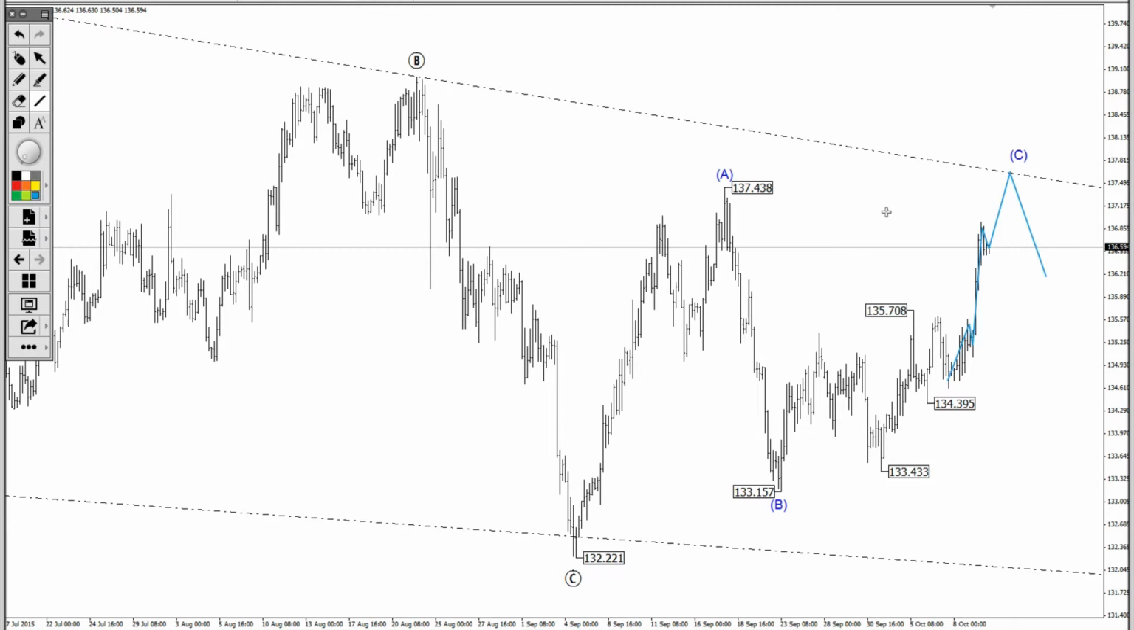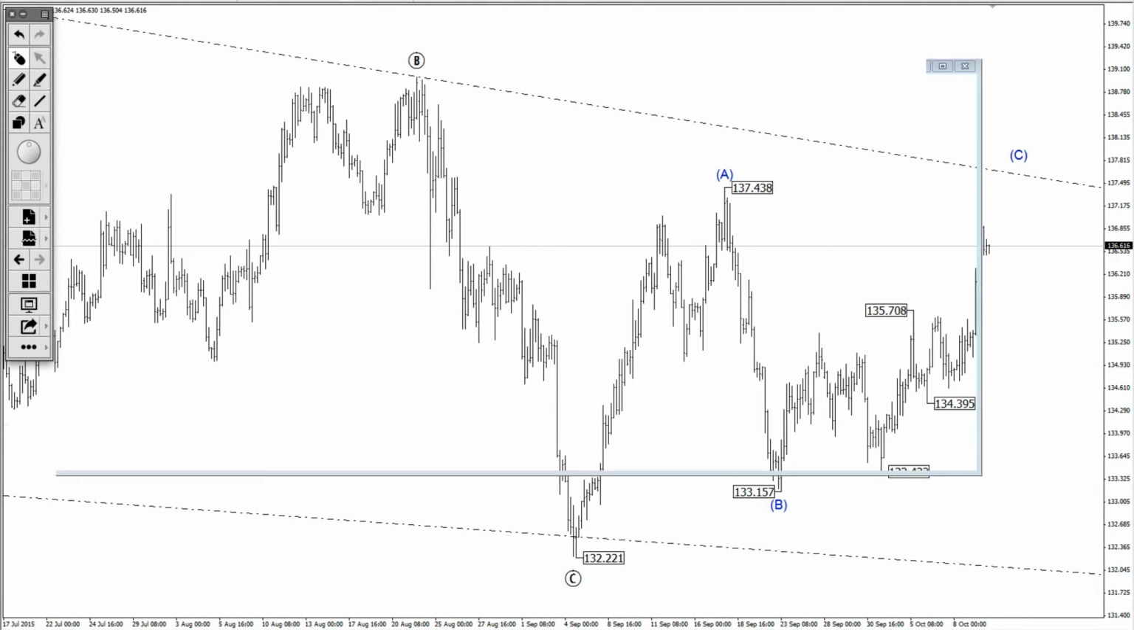So this is my revised count and new outlook for Euro Yen. Euro Yen has been very hard to figure out for a while, in my opinion, and now if this wave count is correct, it would give a lot of clarity to this pair. So let's hope this is correct and we'll see it soon, if we see a move towards 137.5 and then a reversal and a decline back to 132 levels.